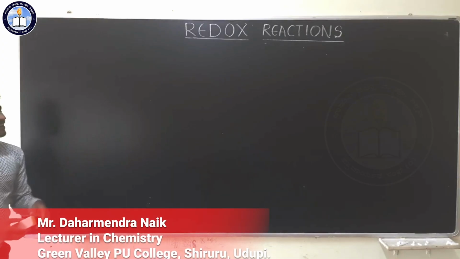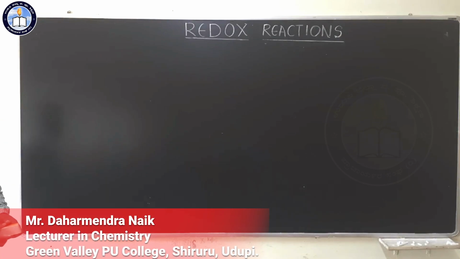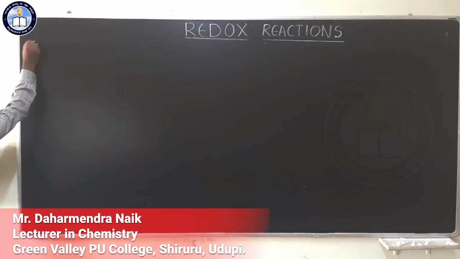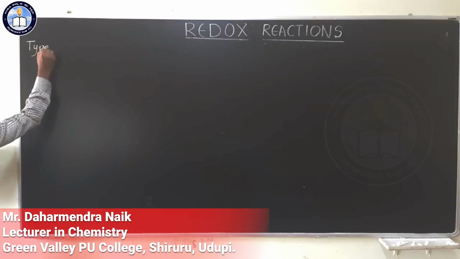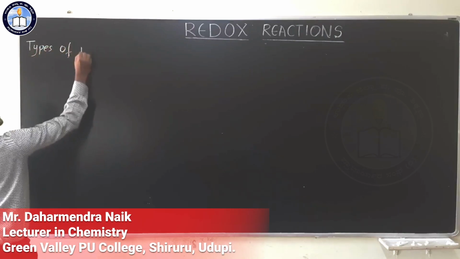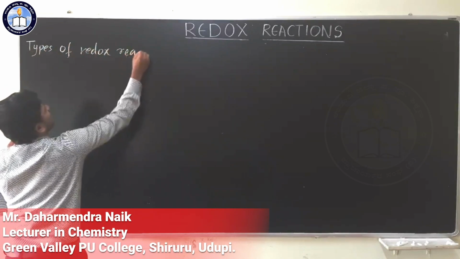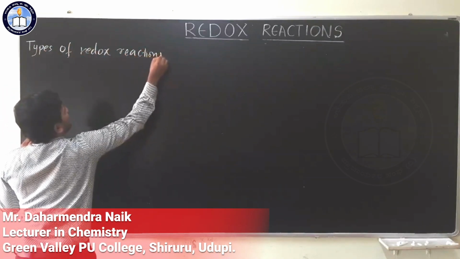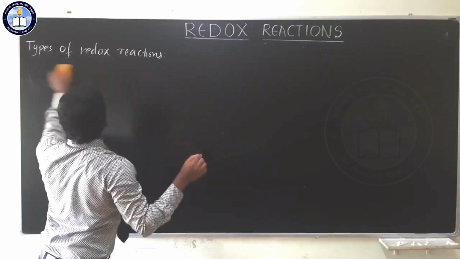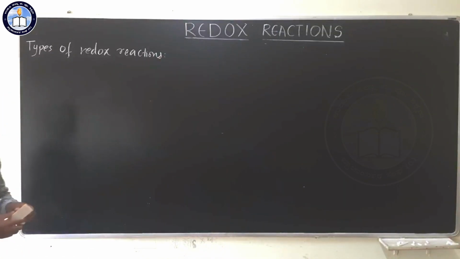Now I'm going to explain the types of redox reactions. The heading here is types of redox reactions. How many types are there? There are 4 types.